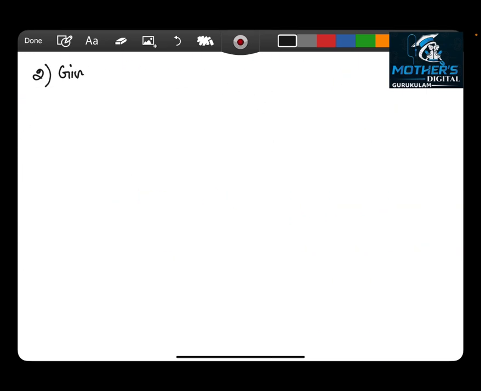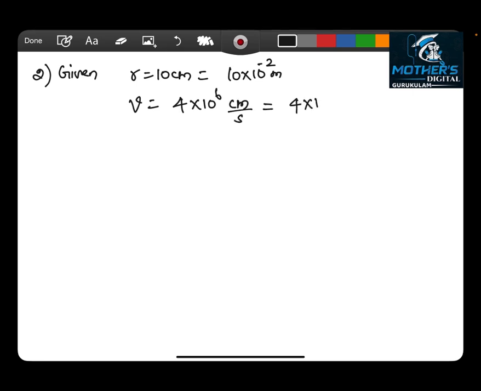So the given data are: radius is 10 centimeter, which can be written as 10 into 10 power minus 2 meter. Velocity is 4 into 10 power 6 centimeter per second. Convert into proper SI unit: 4 into 10 power 6 into 10 power minus 2 meter per second, which can be written as 4 into 10 power 4 meter per second. We need to calculate current.